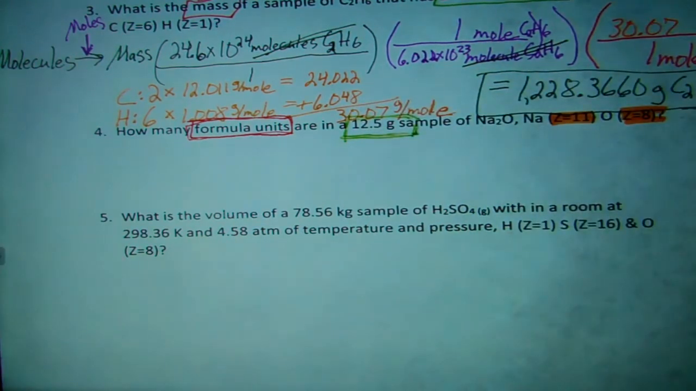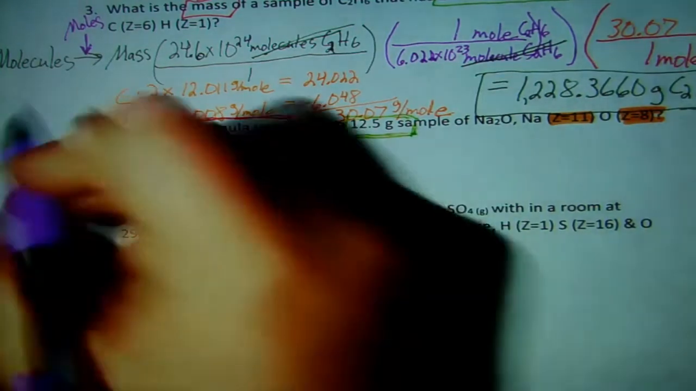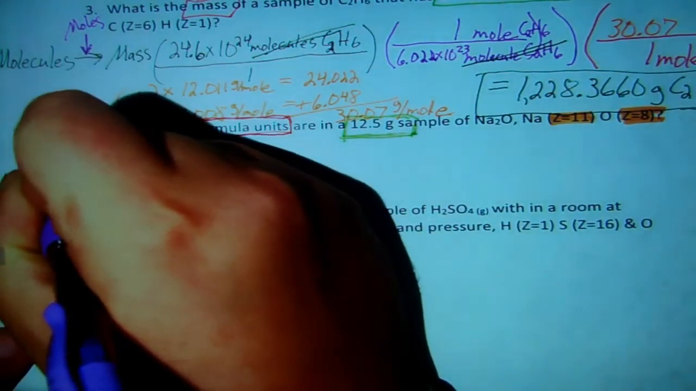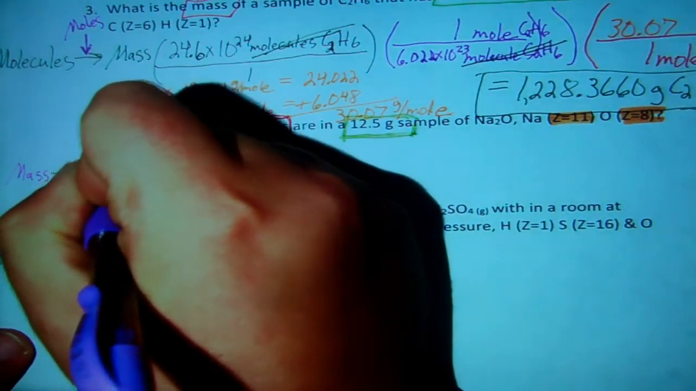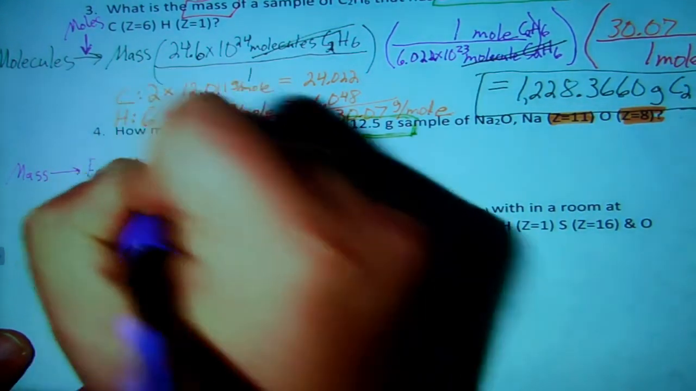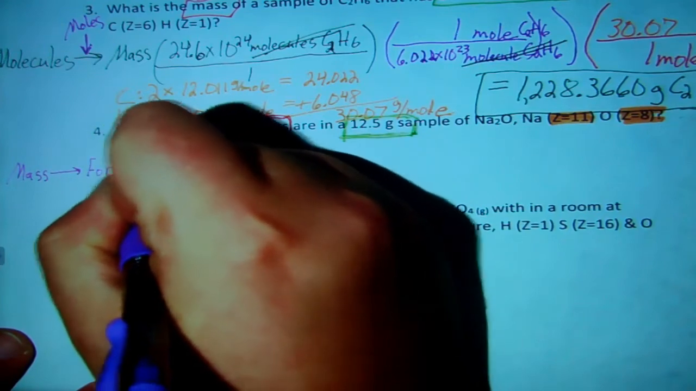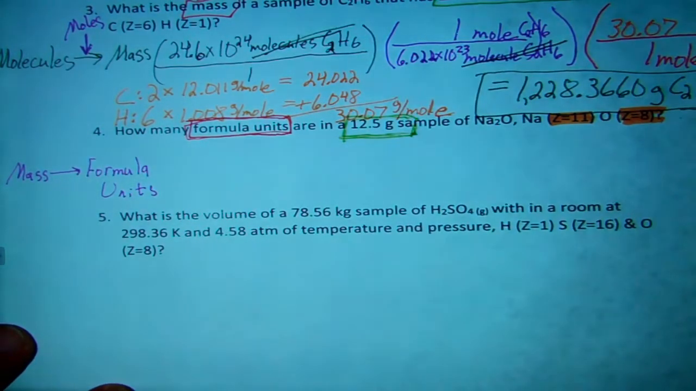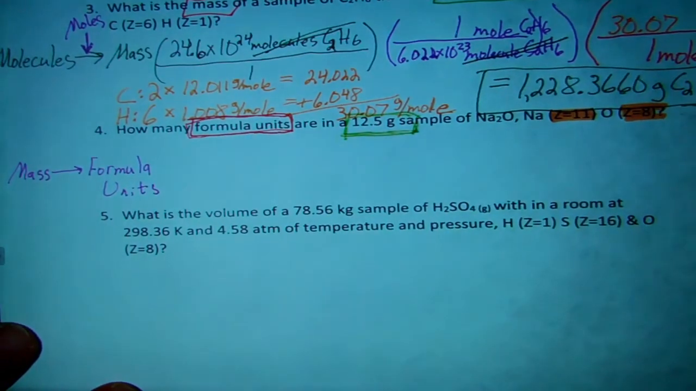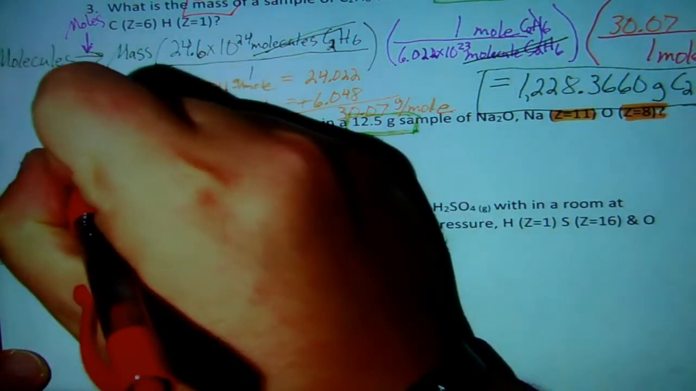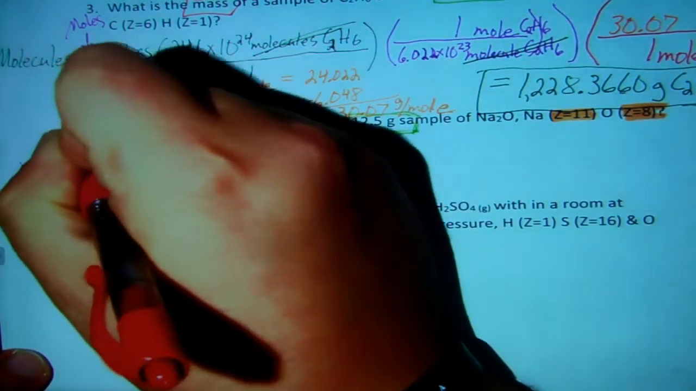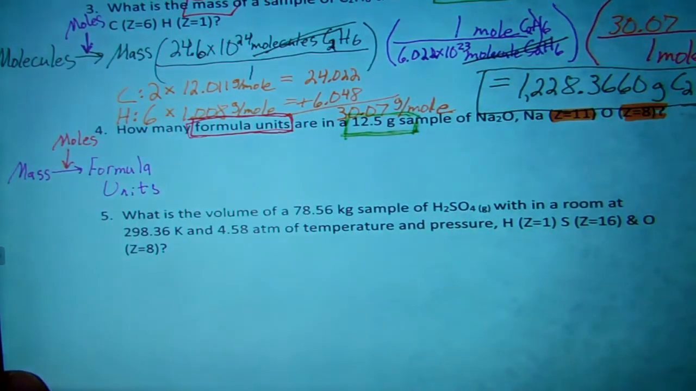So, here's what we're looking at doing. Set this thing up just like we have before. Figure out what we're going to start with. We're going to start with mass, formulate my plan, and go to formula units. This should look very familiar. Because look, do you see moles anywhere in this? No. But guess what? Moles is right here. You have to go through moles. You're either going to moles, from moles, or through moles. So we have to go through moles.